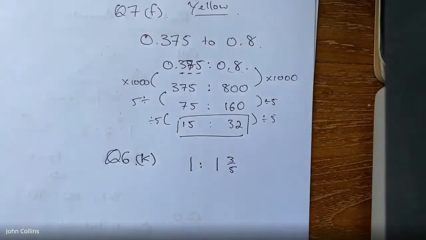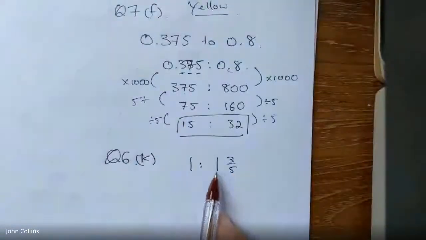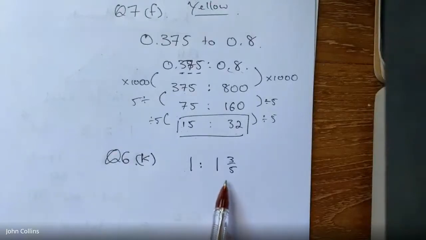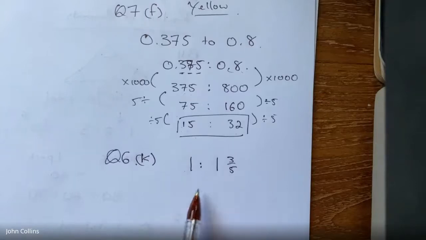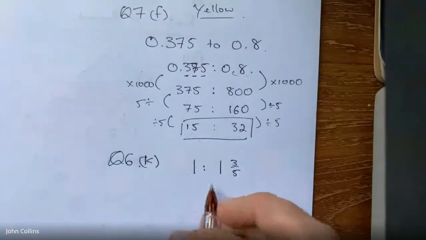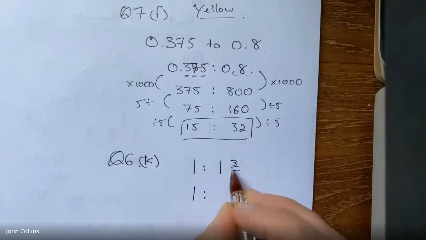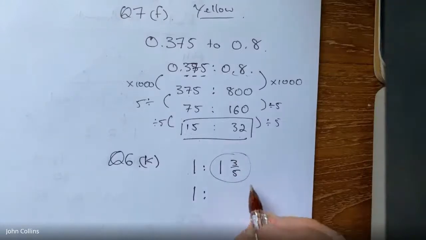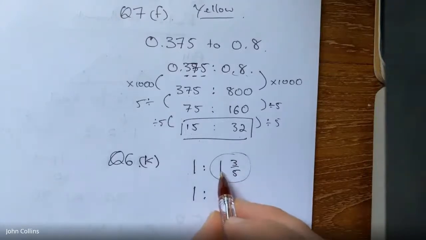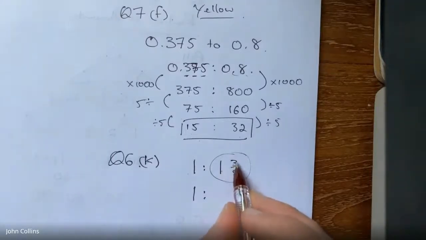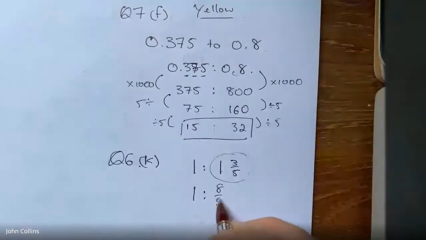Okay, so I want to simplify that down. I need whole numbers. Can't have fractions. How do I convert these so they are comparable, maybe using fractions? Let's change this to an improper fraction. Let's start with that. So how many fifths are in 1? Well, there's 5 fifths in 1. Add it to here and I get 8 fifths.